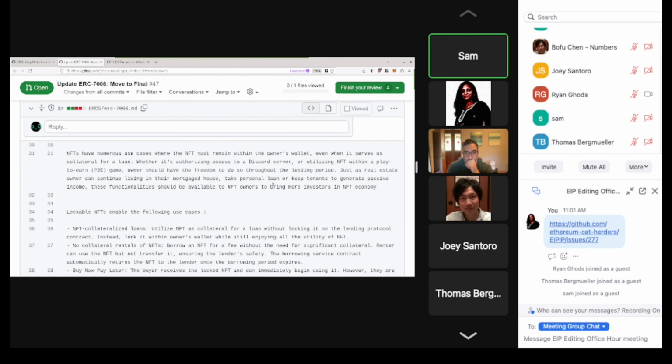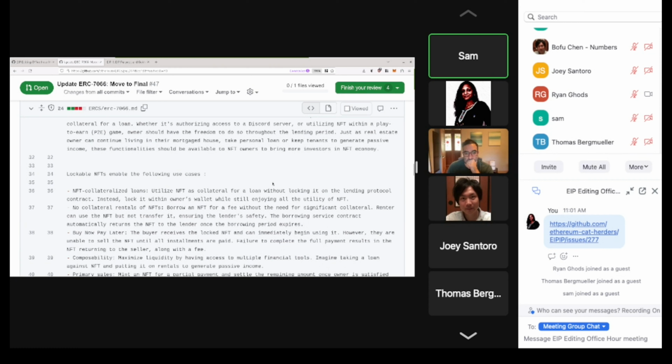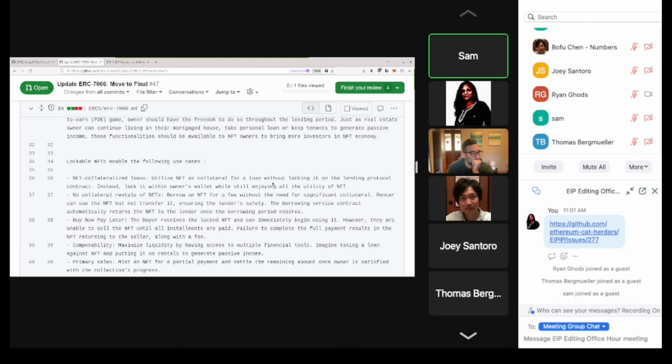Lockable NFTs enable the following use cases. NFT collateralized loan, utilize NFTs instead, lock it with an owner's wallet while still enjoying. Okay, buy now, pay later.